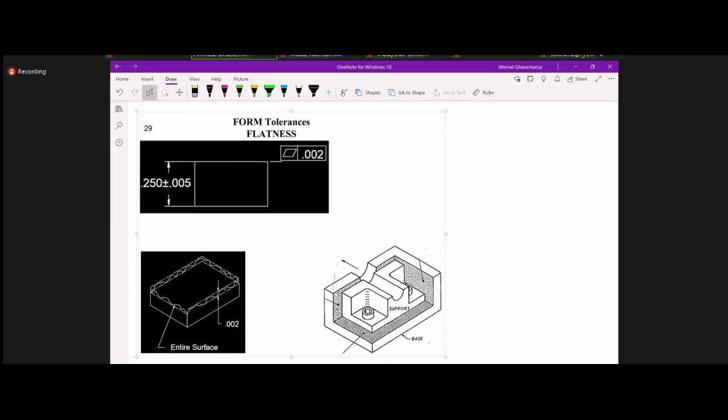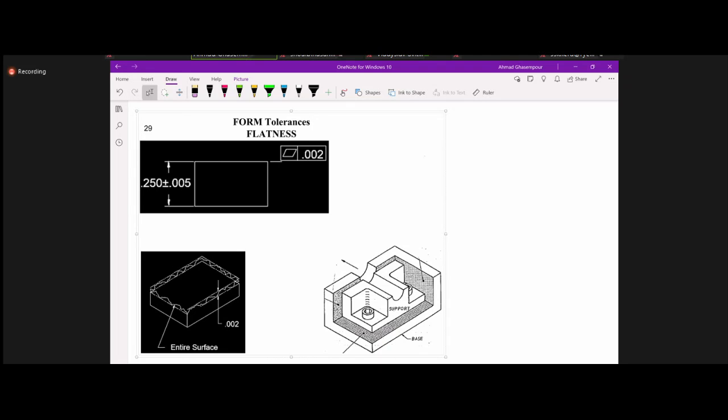Go ahead, Trey. So straightness is applied to a line, whereas flatness is applied to a plane. To a surface, exactly. Okay, thank you. That's one of the main differences.